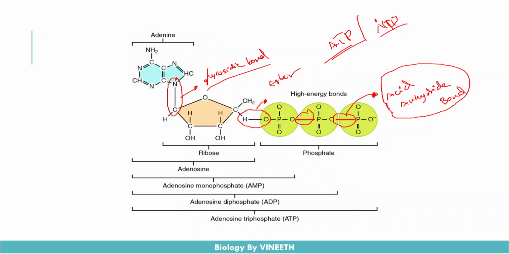Okay, so if it contains only one phosphate, then we call that adenosine monophosphate. If it contains two phosphates, then we call that adenosine diphosphate. If it has three, that will be the normal ATP. Okay, and if it doesn't have any phosphoric acid groups, if it only contains the pentose sugar, so the structure will be a simple adenosine, that is a nucleoside molecule.